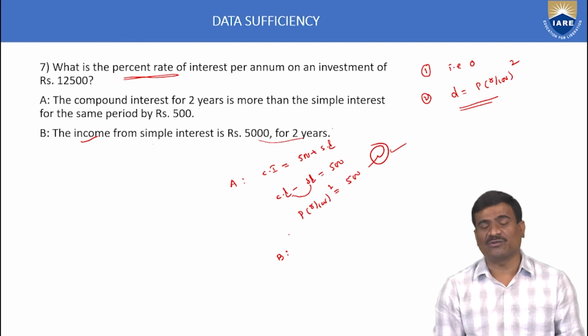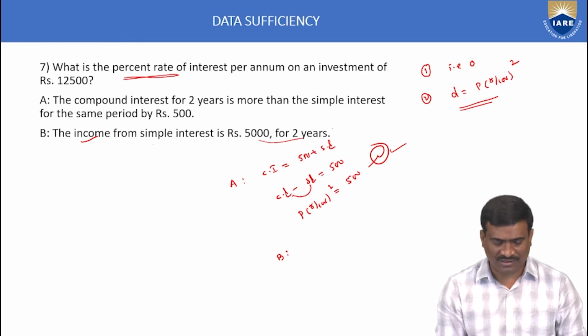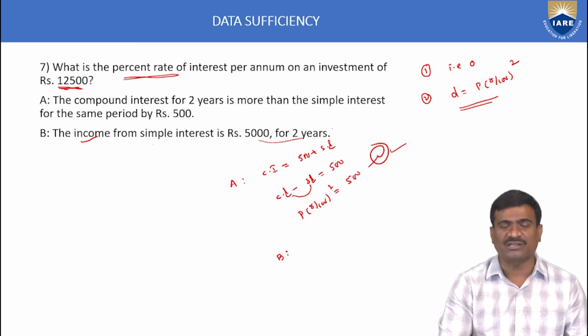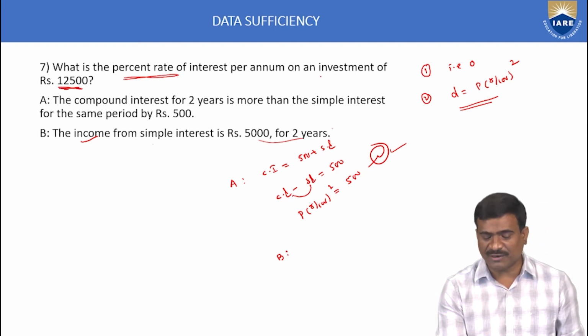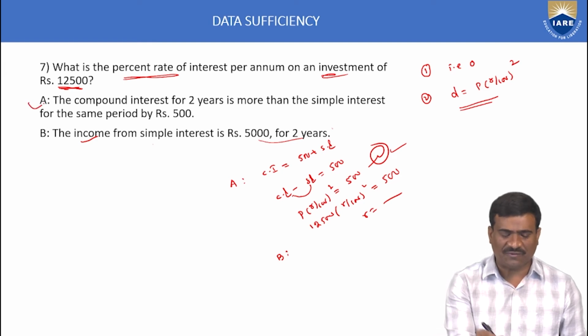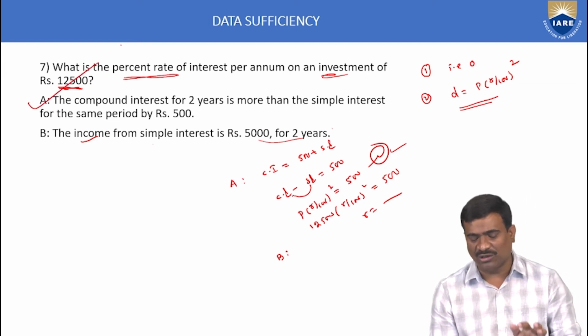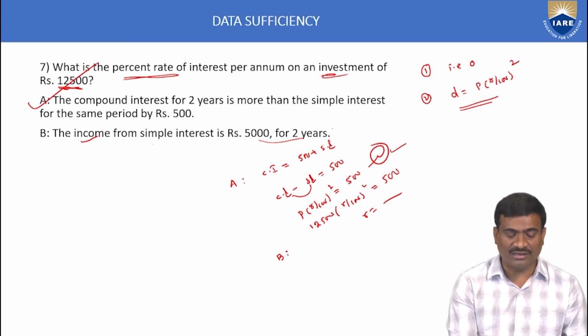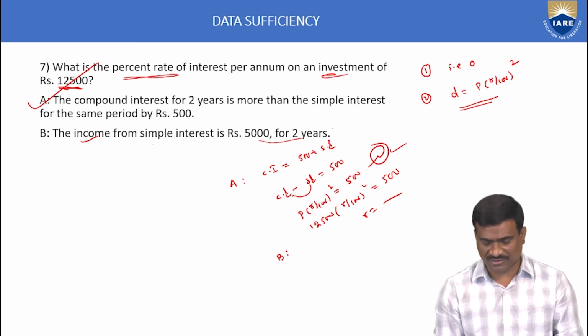But one alone is possible because the given statement says the principal amount is equal to 12,500. Investment is nothing but the principal amount. So principal amount is 12,500. 12,500 into R by 100 whole square is equal to 500. In this equation, calculate R, the rate of interest per annum. Then A alone is sufficient.